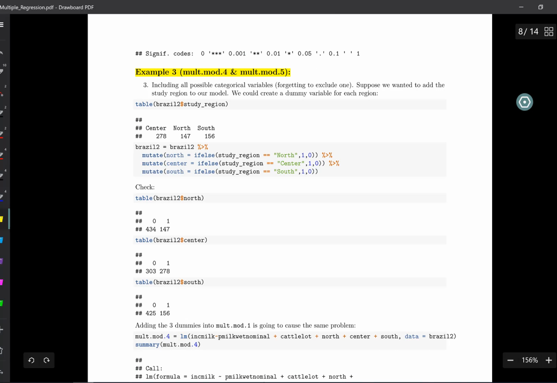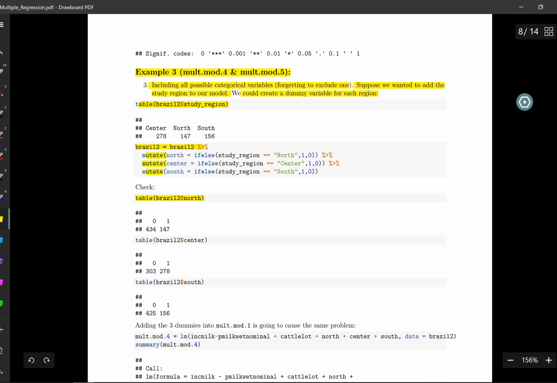The last example is when we include all possible categorical variables, forgetting to exclude one. So anytime we have a categorical variable, whether it is an education category or a region category, we always need to exclude one of the levels. So suppose we wanted to add the study region to our model. We could create a dummy variable for each region. I first figure out, okay, we have 3 levels, center, north, south. I use mutate to create 3 dummy variables, one for north that takes the value of 1 if study region equals north, or 0 otherwise, and so on.